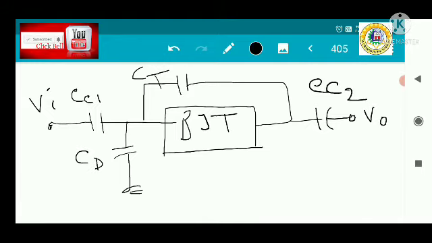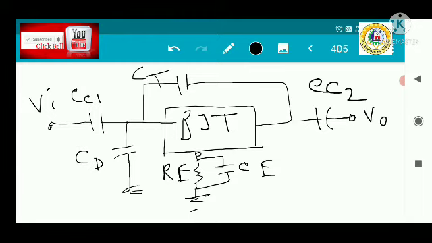And in the output section there is a capacitance, all of you know that, this is called CC2. And in the emitter section there is a resistance, and across the resistance there is a capacitance, that is called CE, and this resistance is called RE. So in this model, the only unknown capacitances are your CD and your CT.